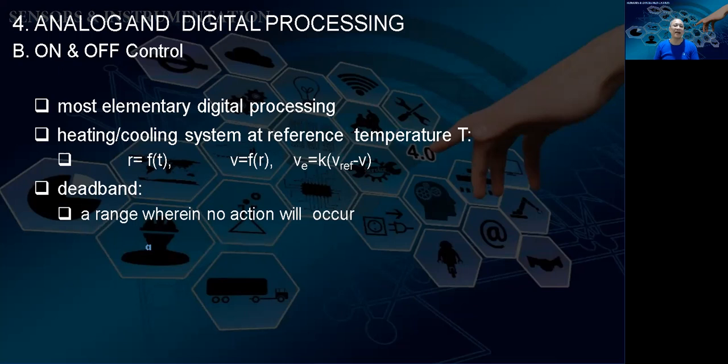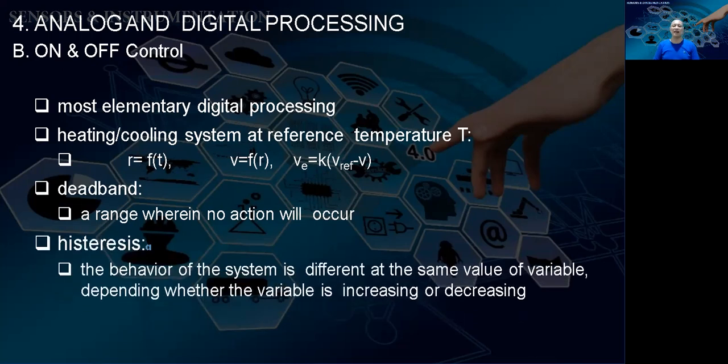But okay, deadband. Deadband is a range wherein no action will occur. I will give you one example later. What is a deadband? Deadband means like it's dead. Band is range, I would say. So in this range, when you put something, nothing happens.